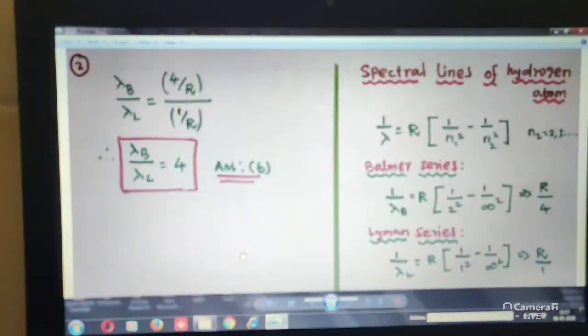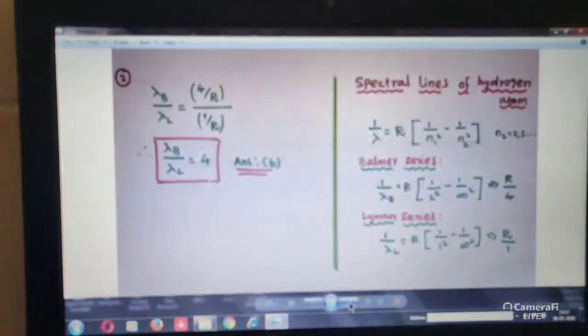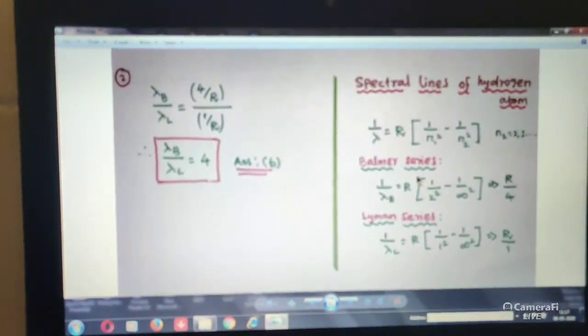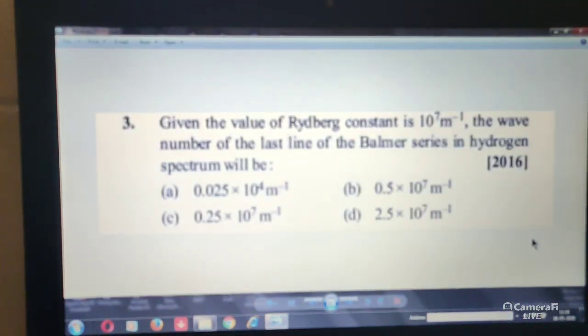In the question they gave 4, option B. So 4 is the answer, that ratio is 4. So an easy question. These spectral lines of the hydrogen atom, this formula is highly important, so please remember that. The second question is over. Next, third question. Third question, please listen.